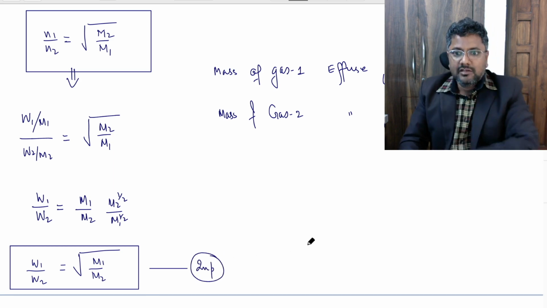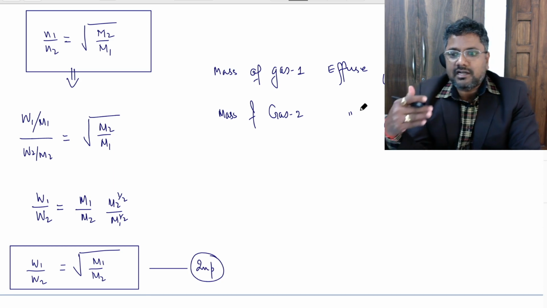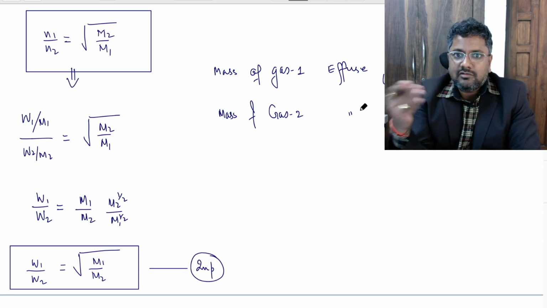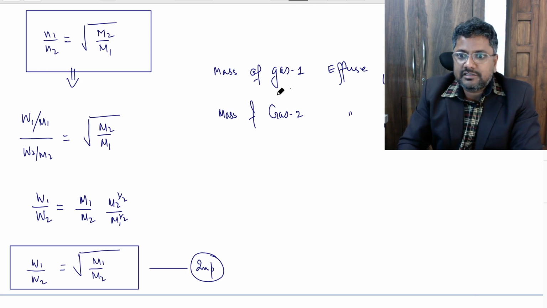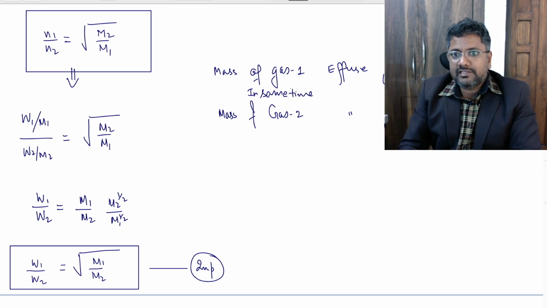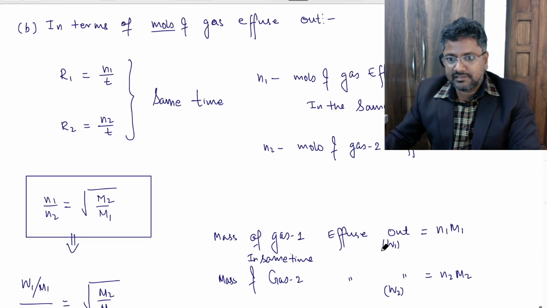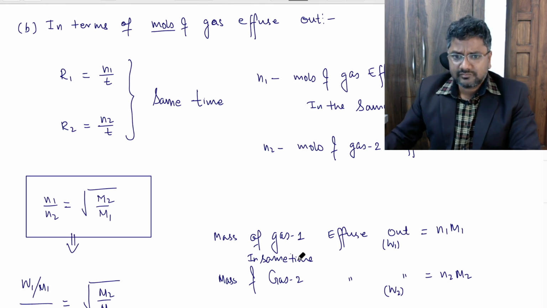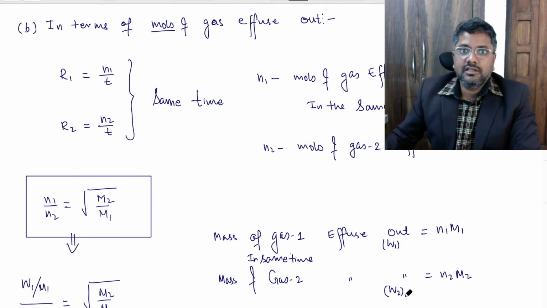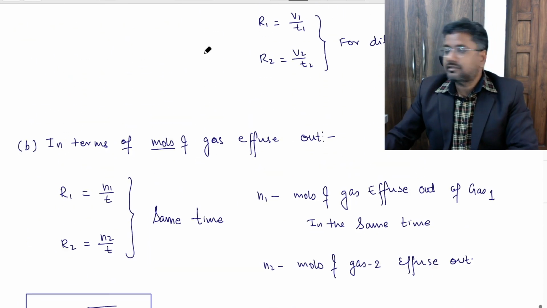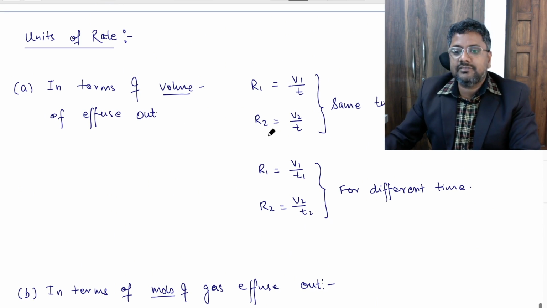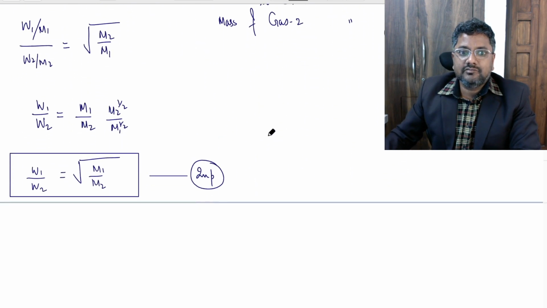Important relation. What is this W1? W1 is the mass of gas 1 effused out in the same time, and W2 is the mass of gas 2 effused out. So W1 is the mass of gas 1 effused out, and in the same time W2 is the mass of gas 2 effused out.